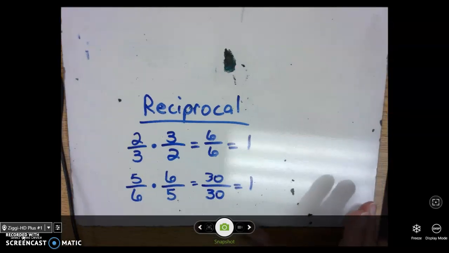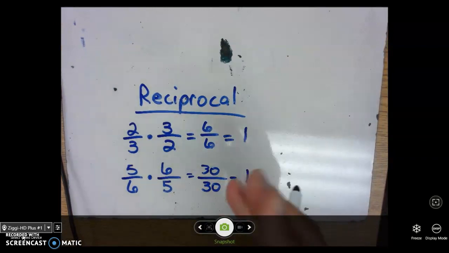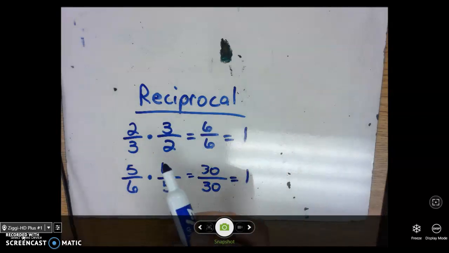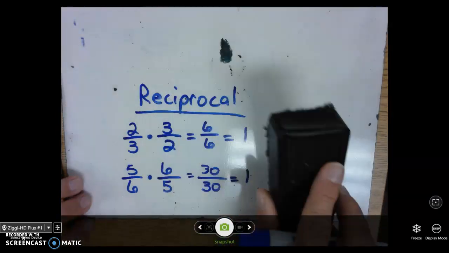So a reciprocal is a number that is the inverse of a fraction. Or you're going to flip it, and then when you multiply the reciprocal times the original number, you will always get 1. So simple review there on reciprocal.